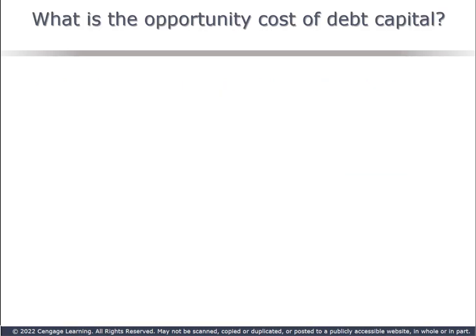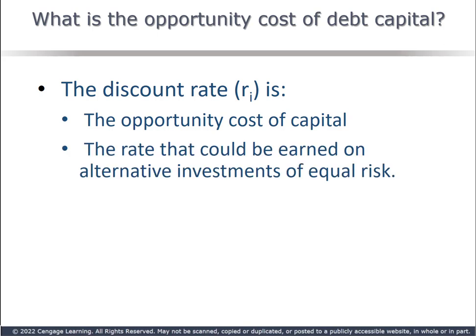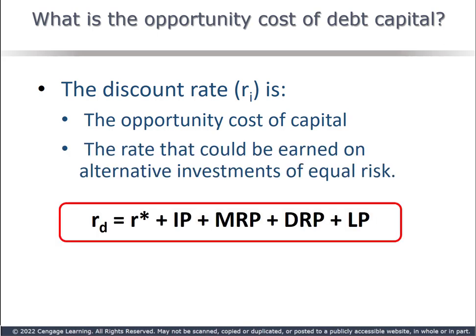Let's take a minute to look at what makes up the required return on a bond. The required return on a bond is the yield to maturity, and it's the discount rate used to value a bond. The required return on a bond is the rate that could be earned on bonds of similar risk and maturity. The components of that rate include the risk-free rate and several risk premiums, and we'll look at each component on the next slide.